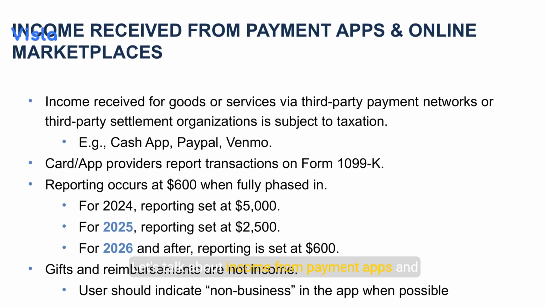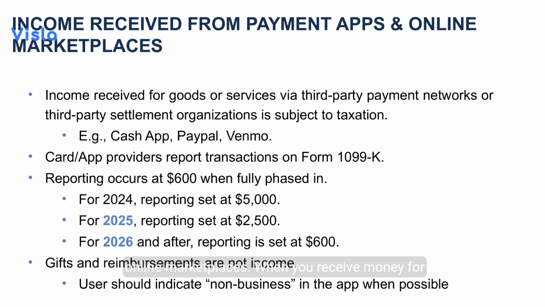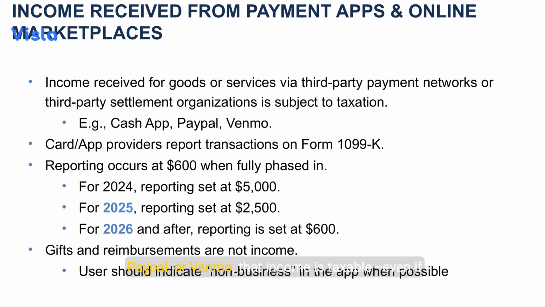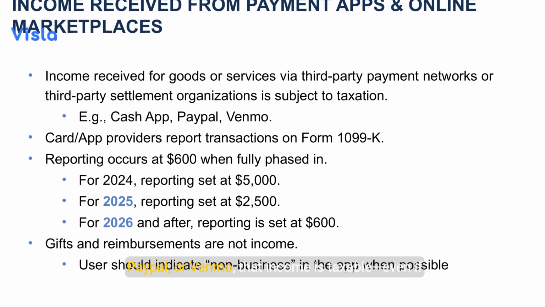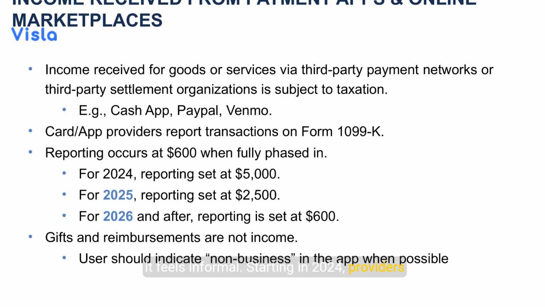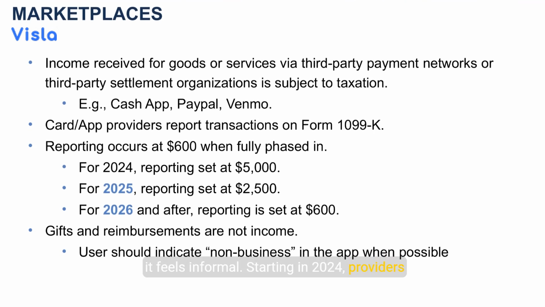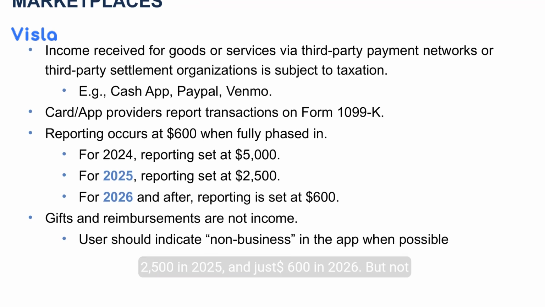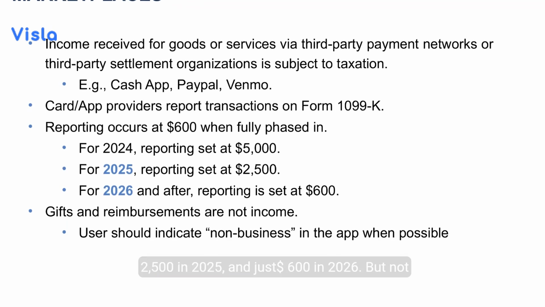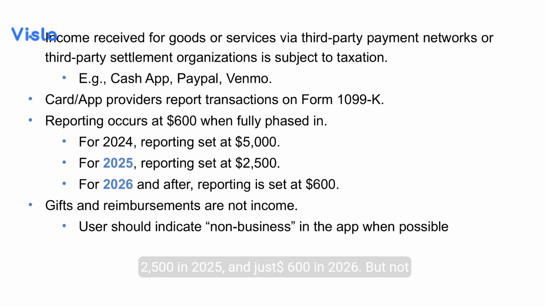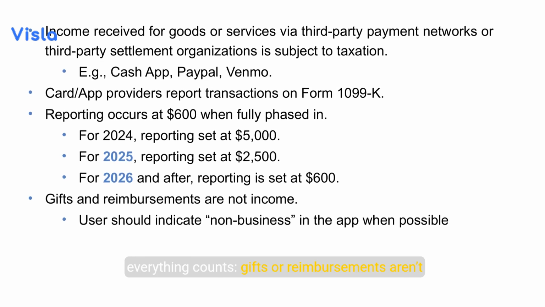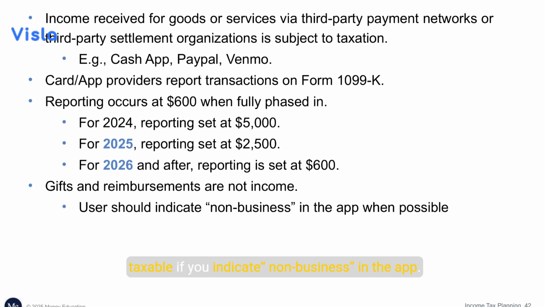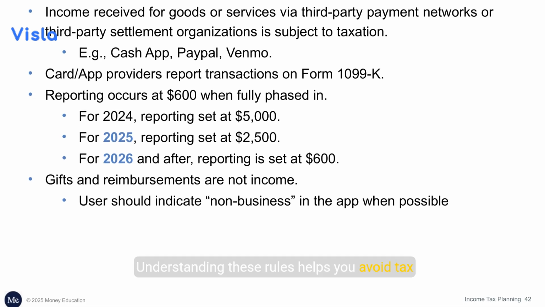Let's talk about income from payment apps and online marketplaces. When you receive money for goods or services through platforms like Cash App, PayPal, or Venmo, that income is taxable, even if it feels informal. Starting in 2024, providers report transactions over $5,000, dropping to $2,500 in 2025, and just $600 in 2026. But not everything counts. Gifts or reimbursements aren't taxable if you indicate non-business in the app. Understanding these rules helps you avoid tax surprises.